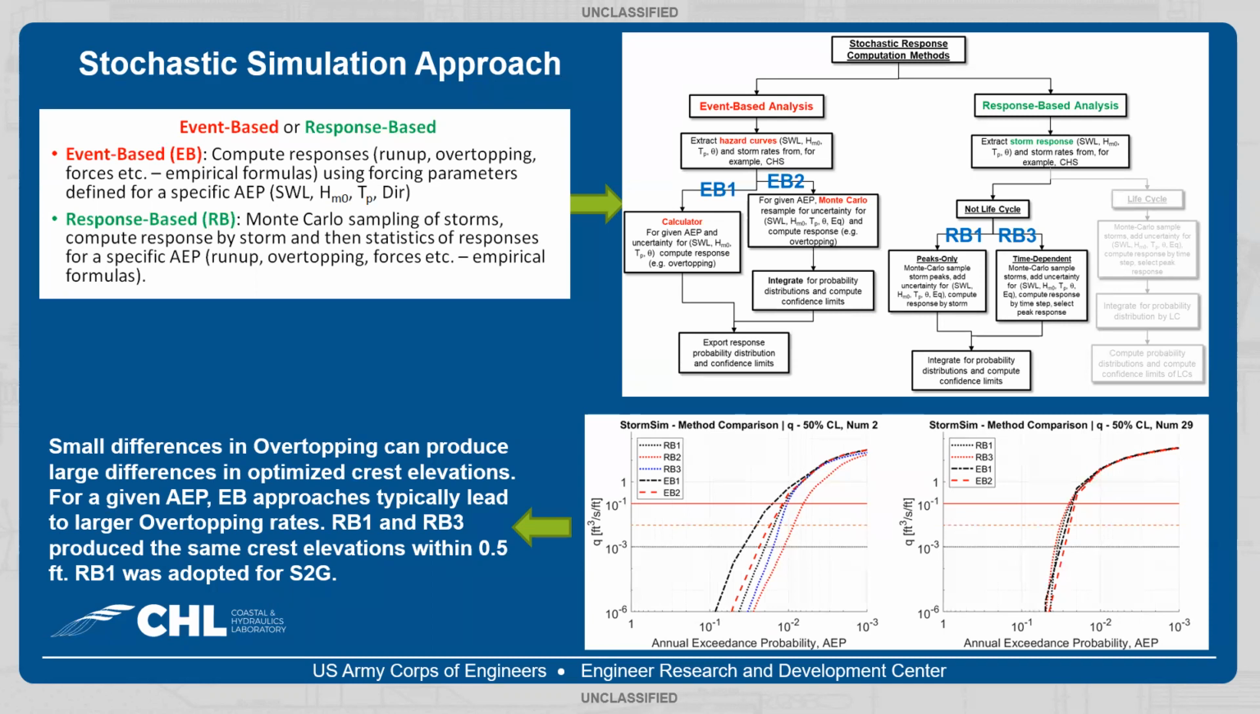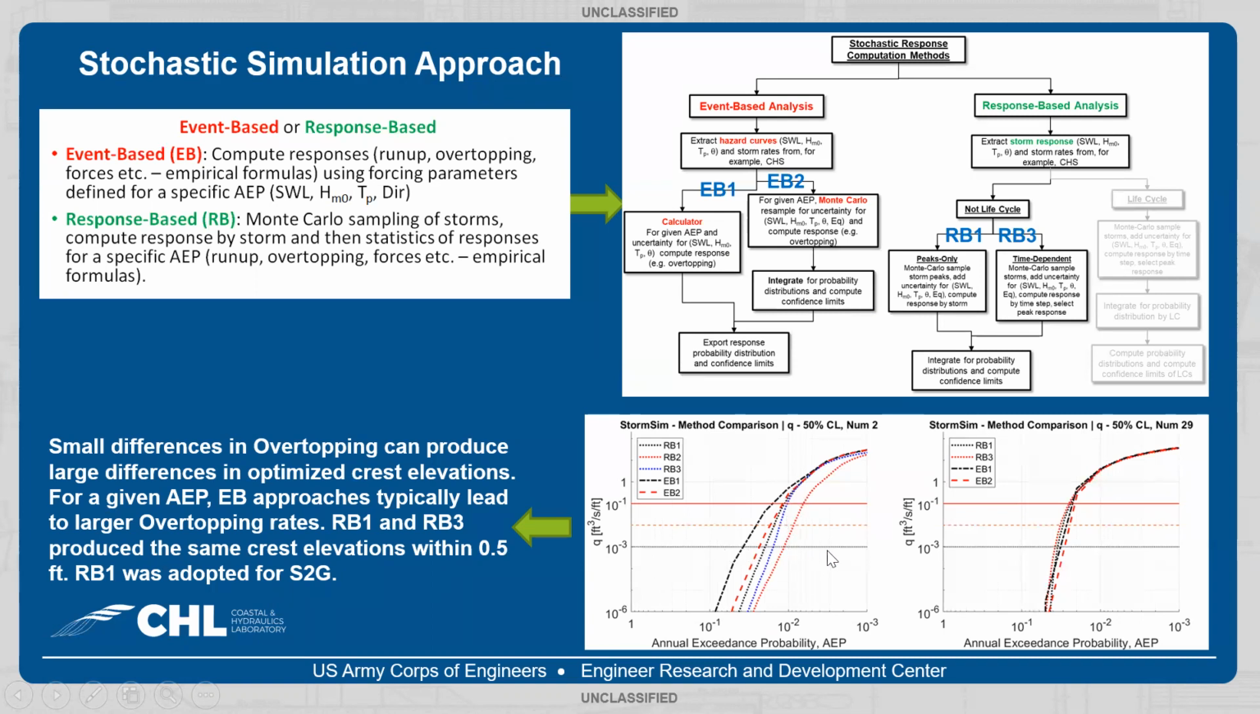And you can see a comparison down there in the bottom right. On the far right, we got a really good agreement between four of the methods, RB1, RB3, EB2, EB1. But that was fairly unique. We didn't get that very often. The plot to the left of that is more typical, where we get a wide variation, and especially at this 1% annual exceedance probability, which was our limit state.